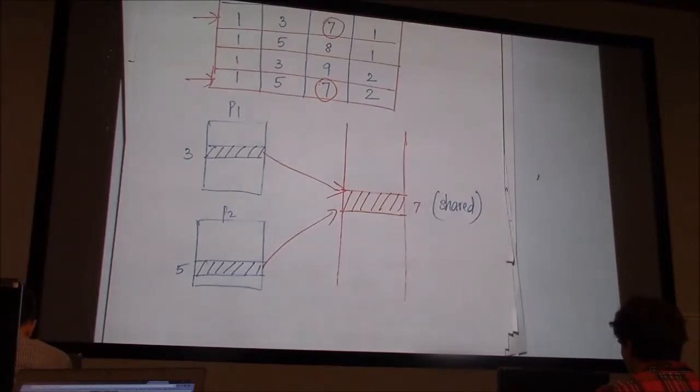Yeah. So is that what would happen if you had multiple processes running the same code? Exactly, yeah. What other situations would you have that?